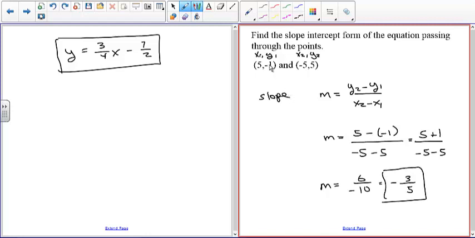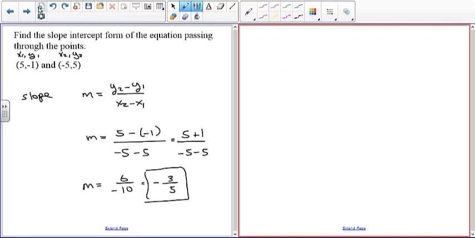And I'm going to use this one as my point. Again, it doesn't matter which one I use. So let's write down the point-slope form of the linear equation. Okay, so I've already got them labeled here, so it's perfect. So I have y minus negative 1 is equal to negative 3/5 times x minus x1, which is 5.